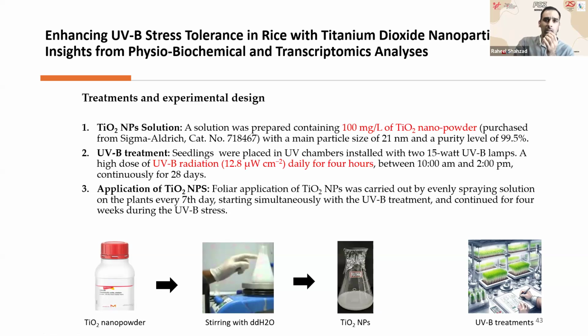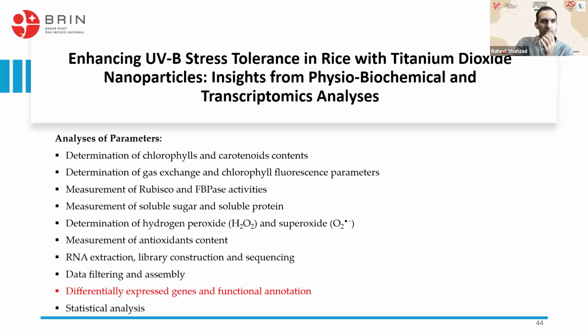foliar applications. I mixed the other research with this one. So foliar application of titanium NPs was carried out. And then we determined actually very basic parameters, morphology and photosynthetic related parameters. But our focus was finding out the pathways, of course, through identifying the differentially expressed genes or DEGs.